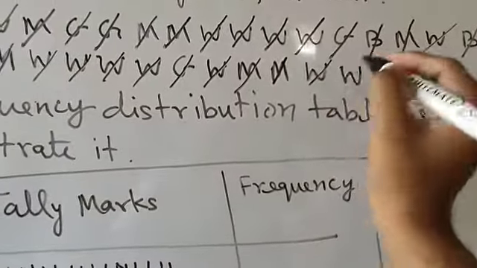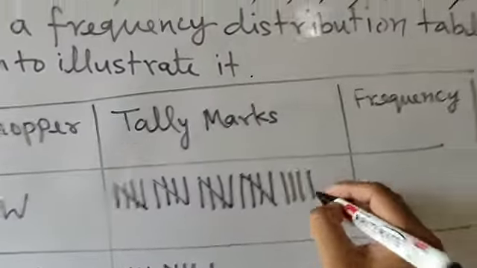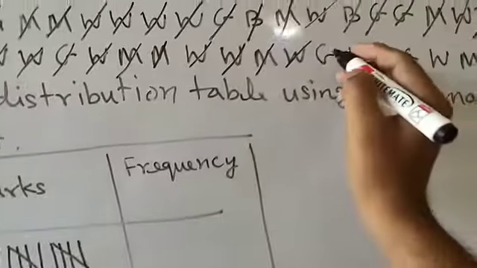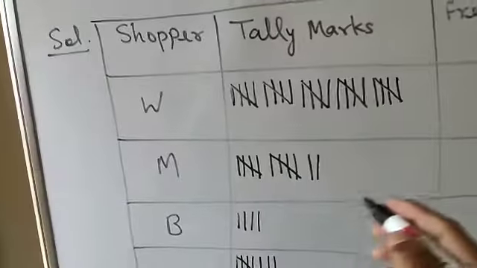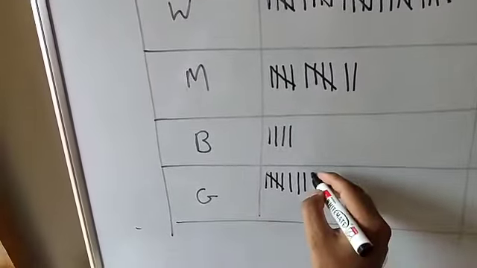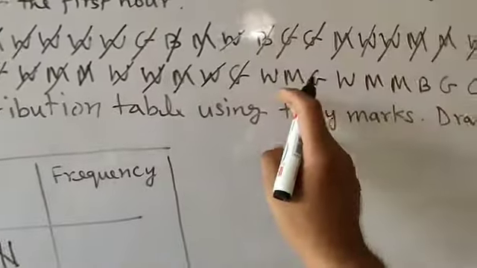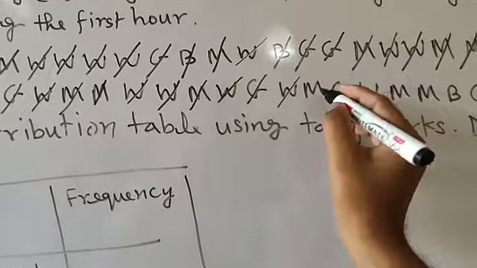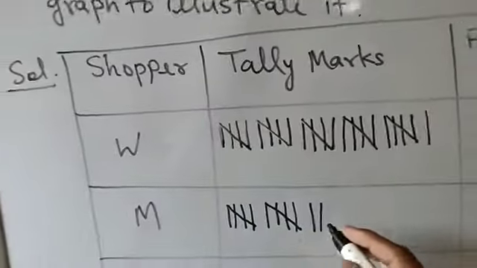Now 2W are there, 1, 2, so here 1, 2. Now M is there, so cut the M, and here you will represent M. Now 1W is there, so cut that, and here again you will cut it like this. Now G is there, so in the G section you will represent one more tally mark. Now W, so cut the W, and here you will represent W. Now M is there, so cut the M, and in the M section you will mark one tally mark.